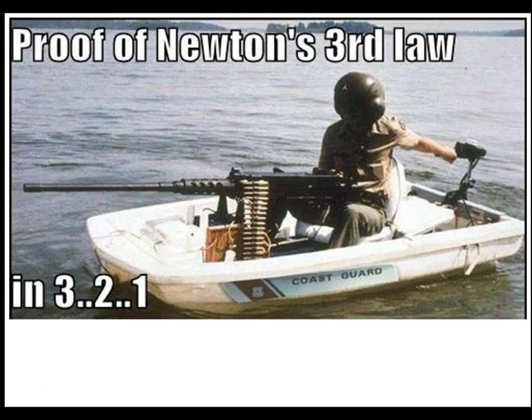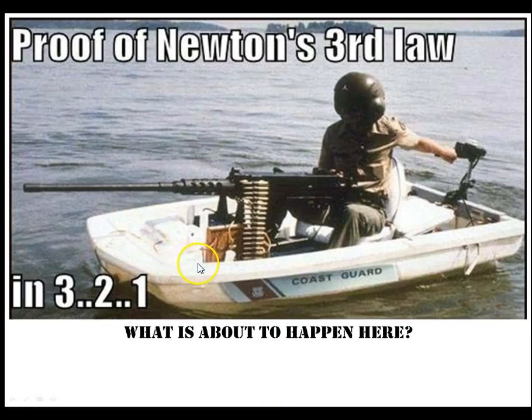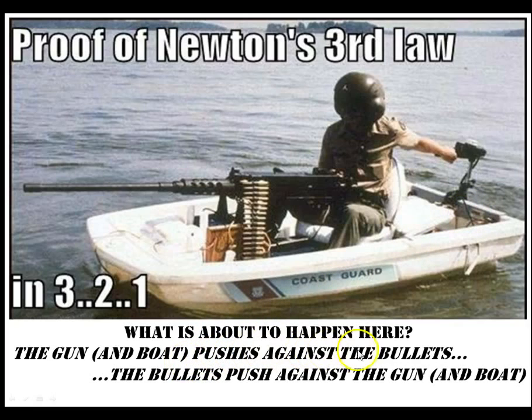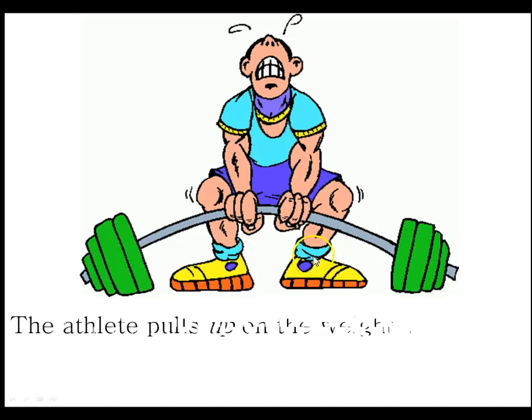You can see right here, we're going to get a proof of Newton's third law in just a moment. We got a guy with a 50 cal machine gun there, and what's going to happen? Well, as the bullets are shooting forward, there's going to be tremendous kickback pushing the boat backwards as well. That's probably what has the trolling motor there, to sort of account for that. But the gun is going to push against the bullets, but the bullets are going to push against the gun as well.